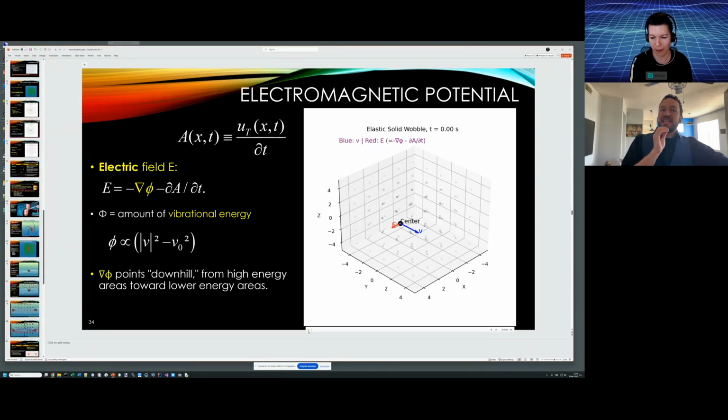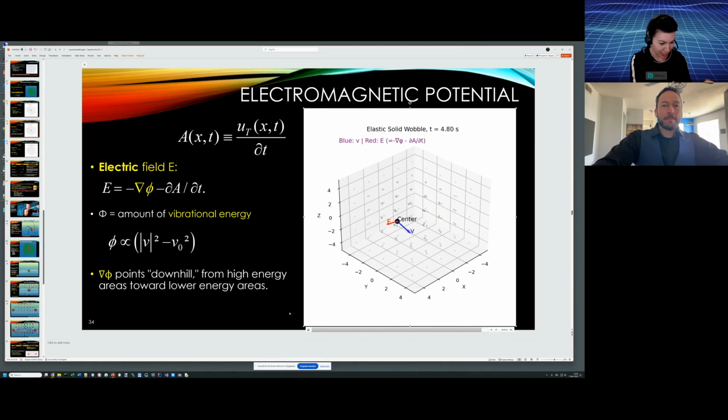Let me first ask this because I'm a little skeptical actually. What is E? E is a particular attractive and repulsive force among charged objects. Why would a gradient of hula motion create forces between the hula motioning things? Excellent question. I have some slides on that too.